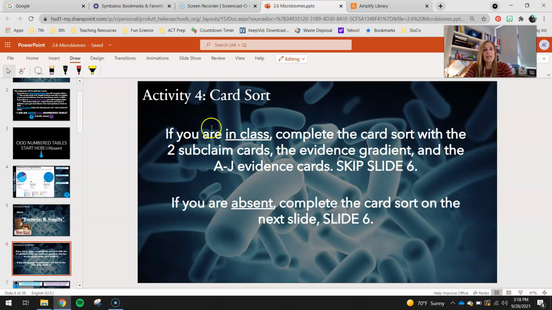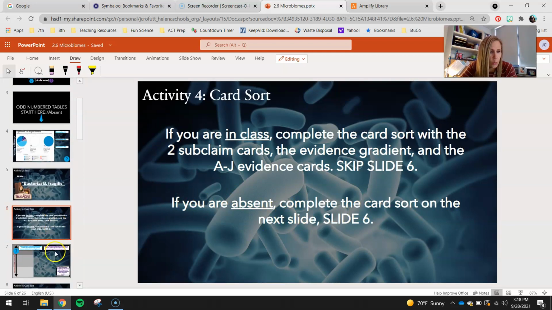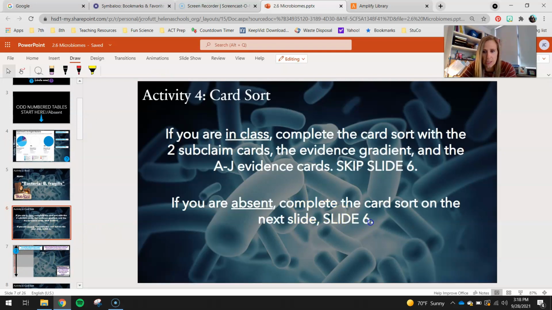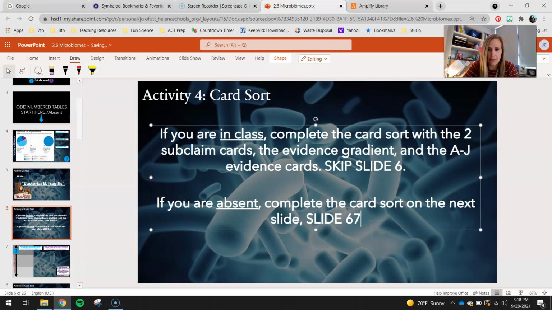Okay, so if you are in class, which you are not, so you can ignore that first note. Let's move to the second. If you are absent, complete the card sort on the next slide, slide 6. So you guys are the only ones that are doing this. So if you guys note, excuse me, that's supposed to be slide 7. I made some edits, and now that's slide 7. Okay. All right, so on slide 7, you guys will complete the card sort.